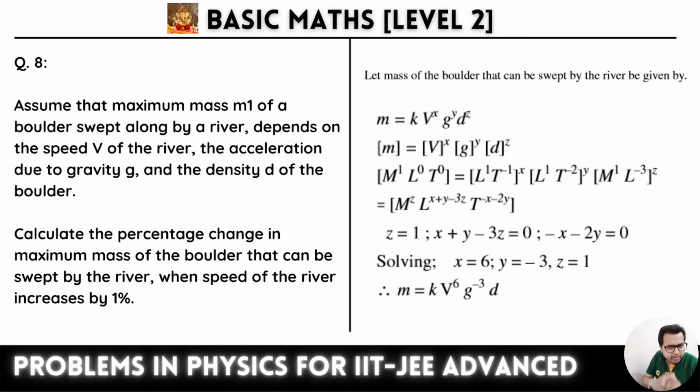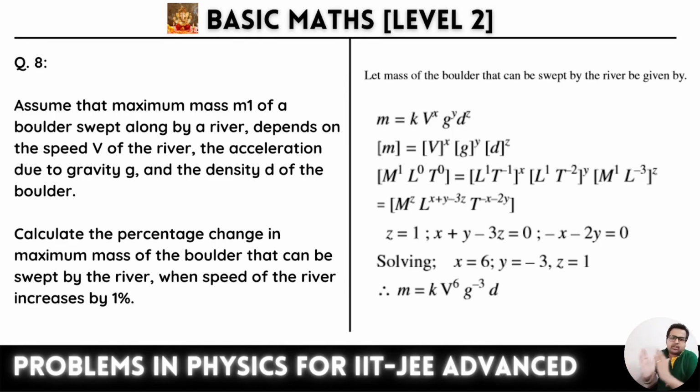So whenever in any problem you are stuck with the concept, means you don't know the formula, you derive it. One of the best tricks to derive the formula is dimensional analysis. So if in the question it is given that mass is dependent on v, g, d, we can write m is equal to k v^x g^y d^z. Very straightforward. K is the constant.